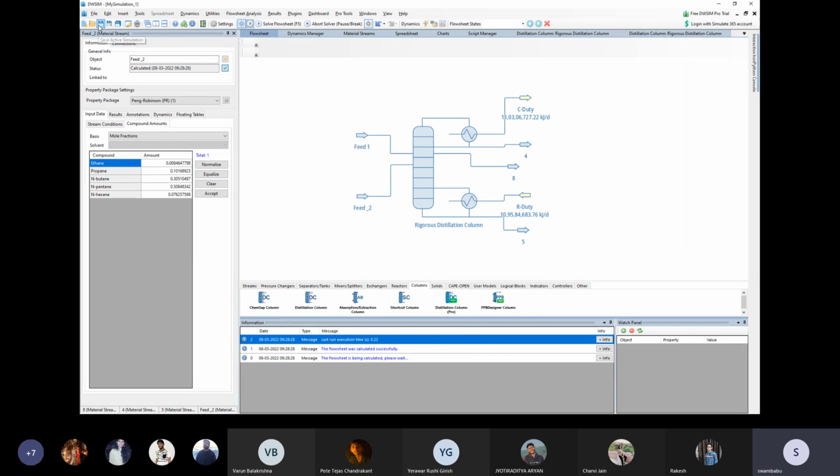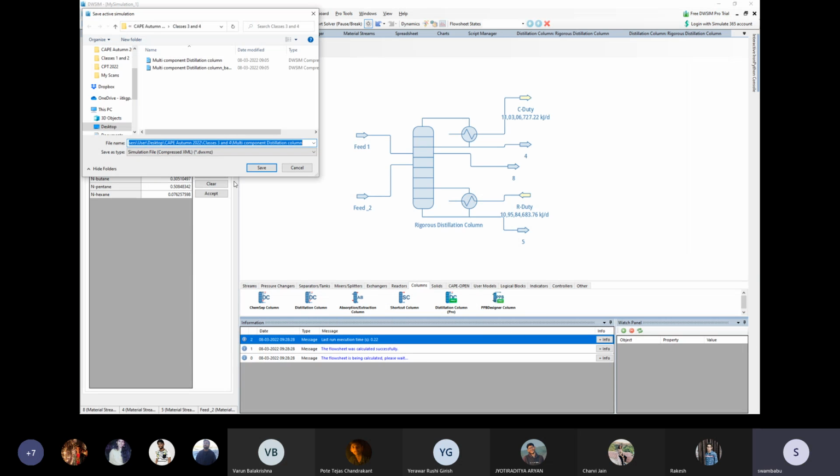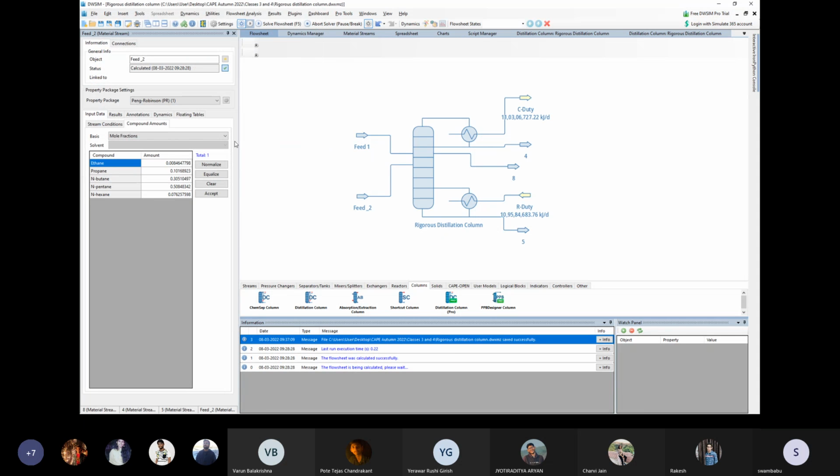So that's about the rigorous multi-component distillation column. Now we have talked about streams, separators, mixers, splitters, and columns. Now we have reactors and exchangers.